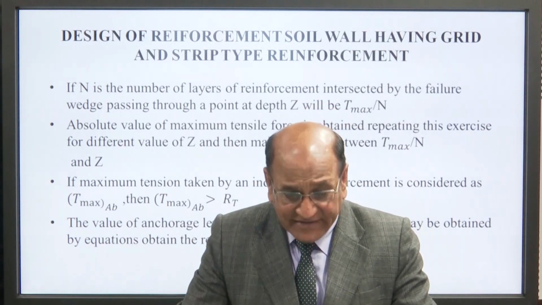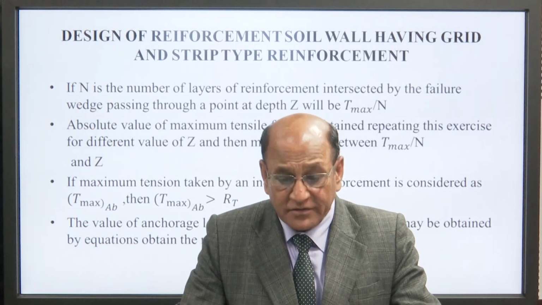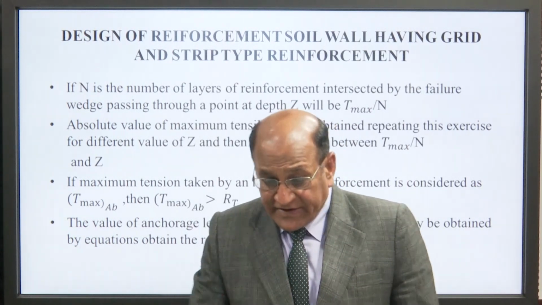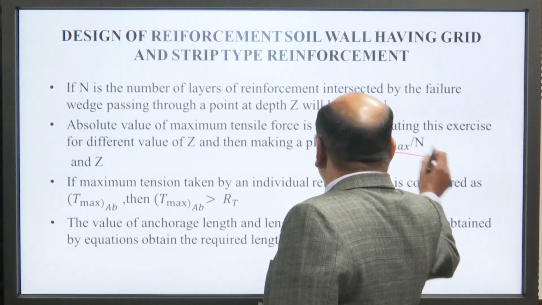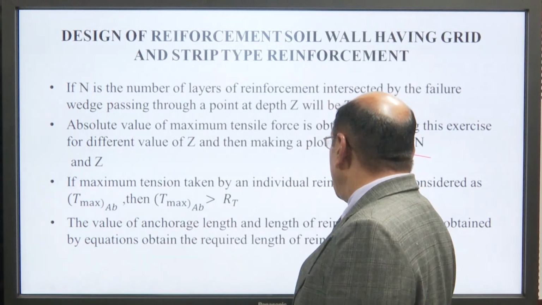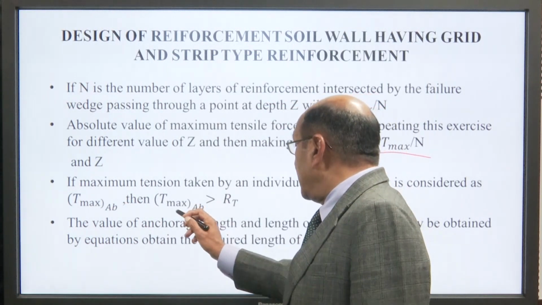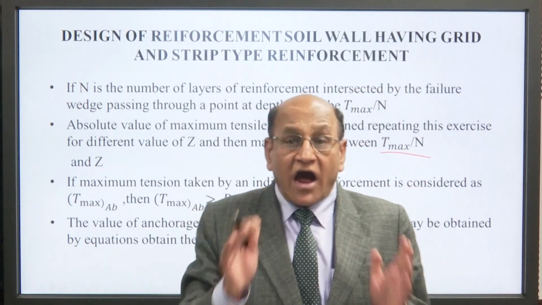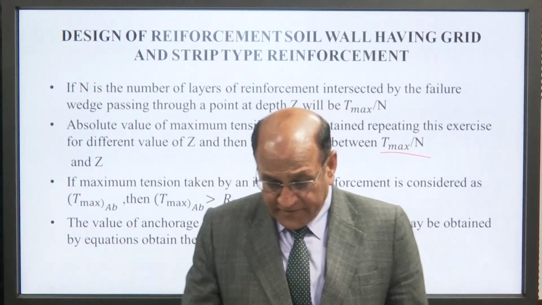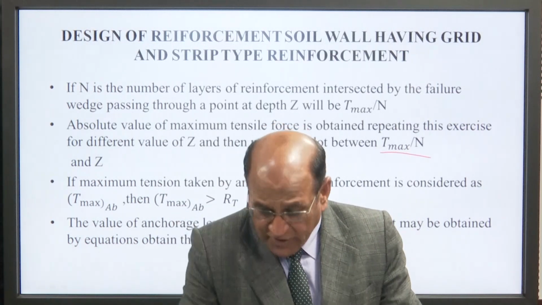If n is the number of layers of reinforcement intersected by the failure wedge passing a point at a depth Z, then the tension will be T max by n, and Z is the depth. If the maximum tension taken by an individual reinforcement is considered as the T max AB, then T max AB should be more than RT. The value of anchorage length and the length of reinforcement may be obtained by the equation to obtain the required length of reinforcement.